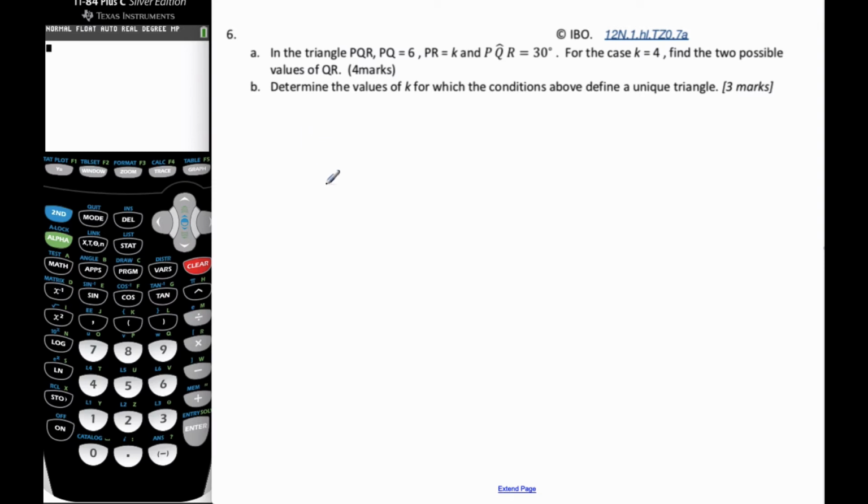Okay, so in this triangle PQR, we know that PQ is 6. So here's 6. We'll make this Q and this P. And I know this is 30 degrees. And PR.